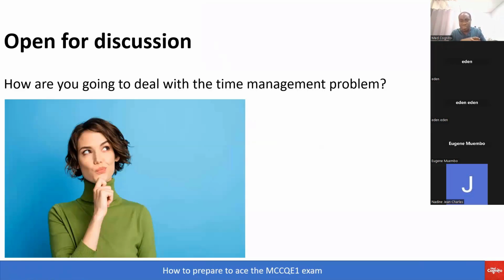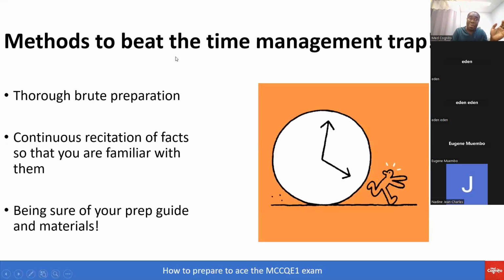So what methods are we using, or how are you going to deal with time management? Because time management is a big problem. How are you going to deal with time management as your problem? Number one, how are we going to manage the time and get through this so that we are not caught with the issue of time management?